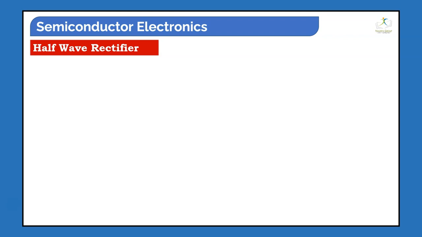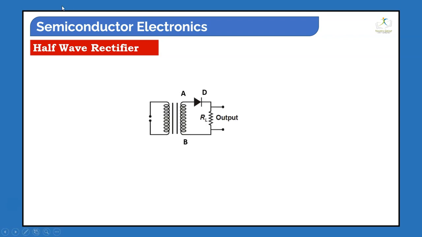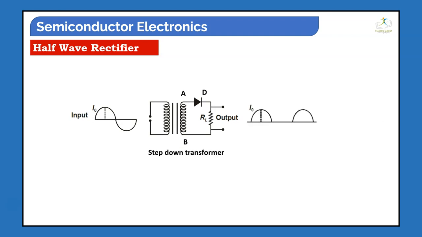So the first topic is the half wave rectifier. In a half wave rectifier, students, as you can see in the circuit, there are a number of primary turns and secondary turns, based on a transformer. Here there is one diode, which is basically a PN junction diode, connected like that. Now, if we give the signal input, in which the current I naught is flowing through it, we get this kind of signal in the output.